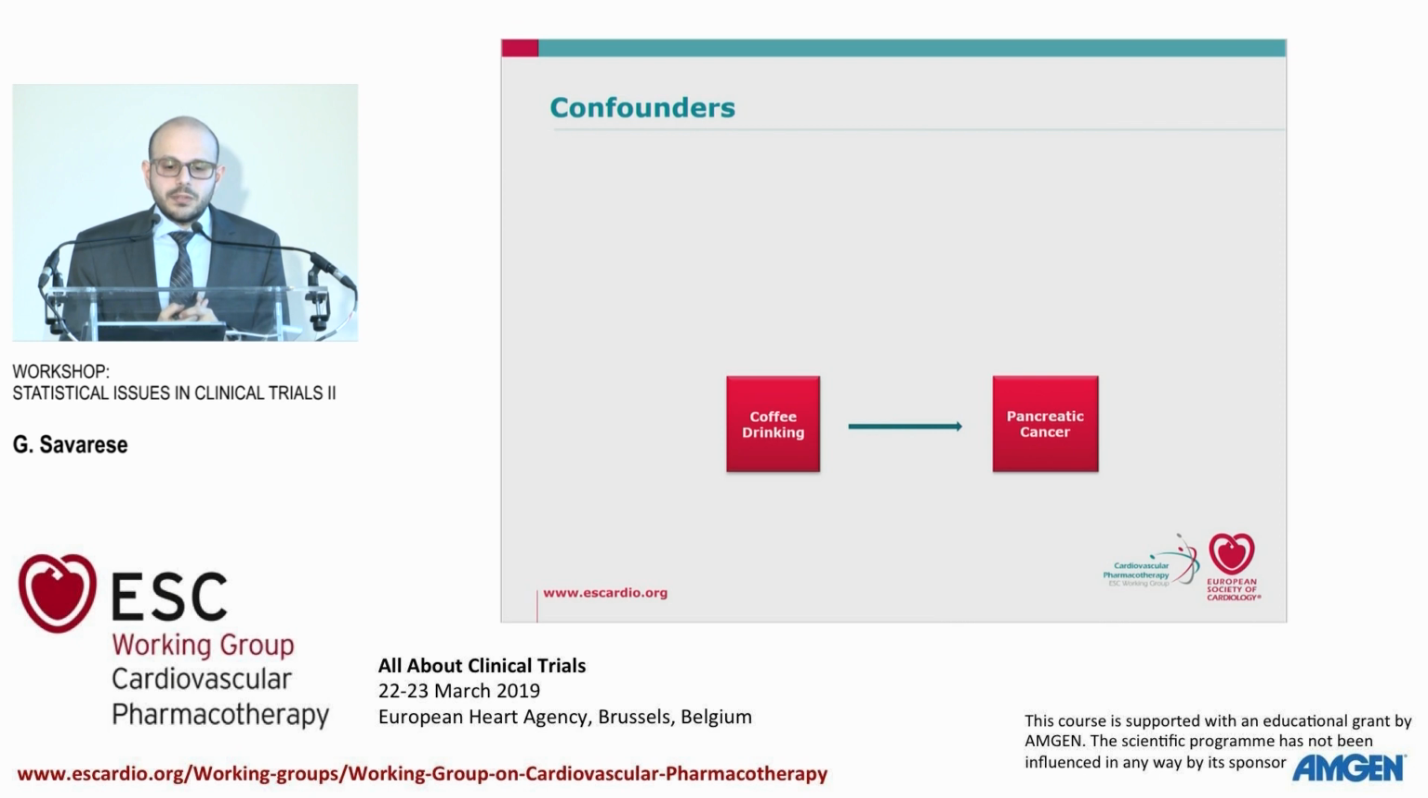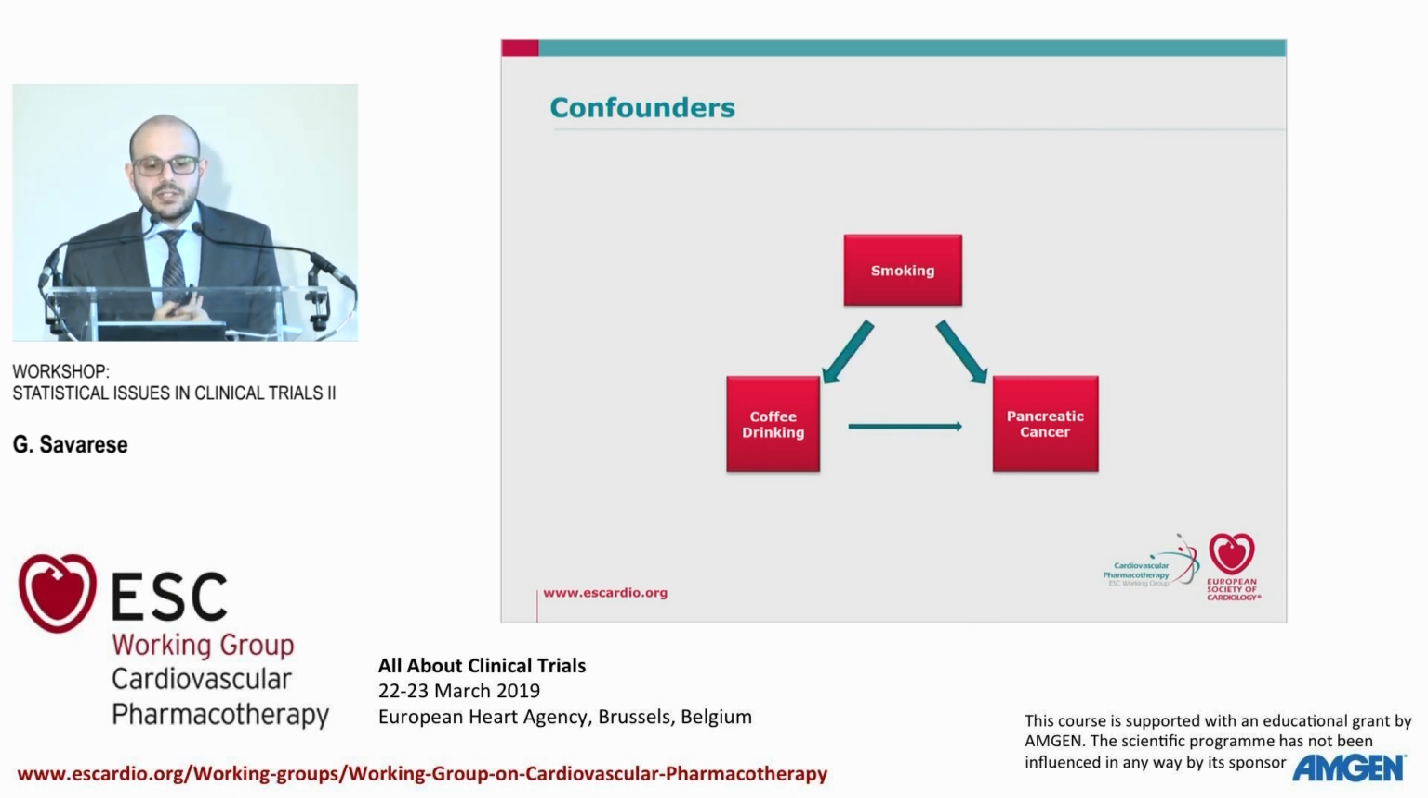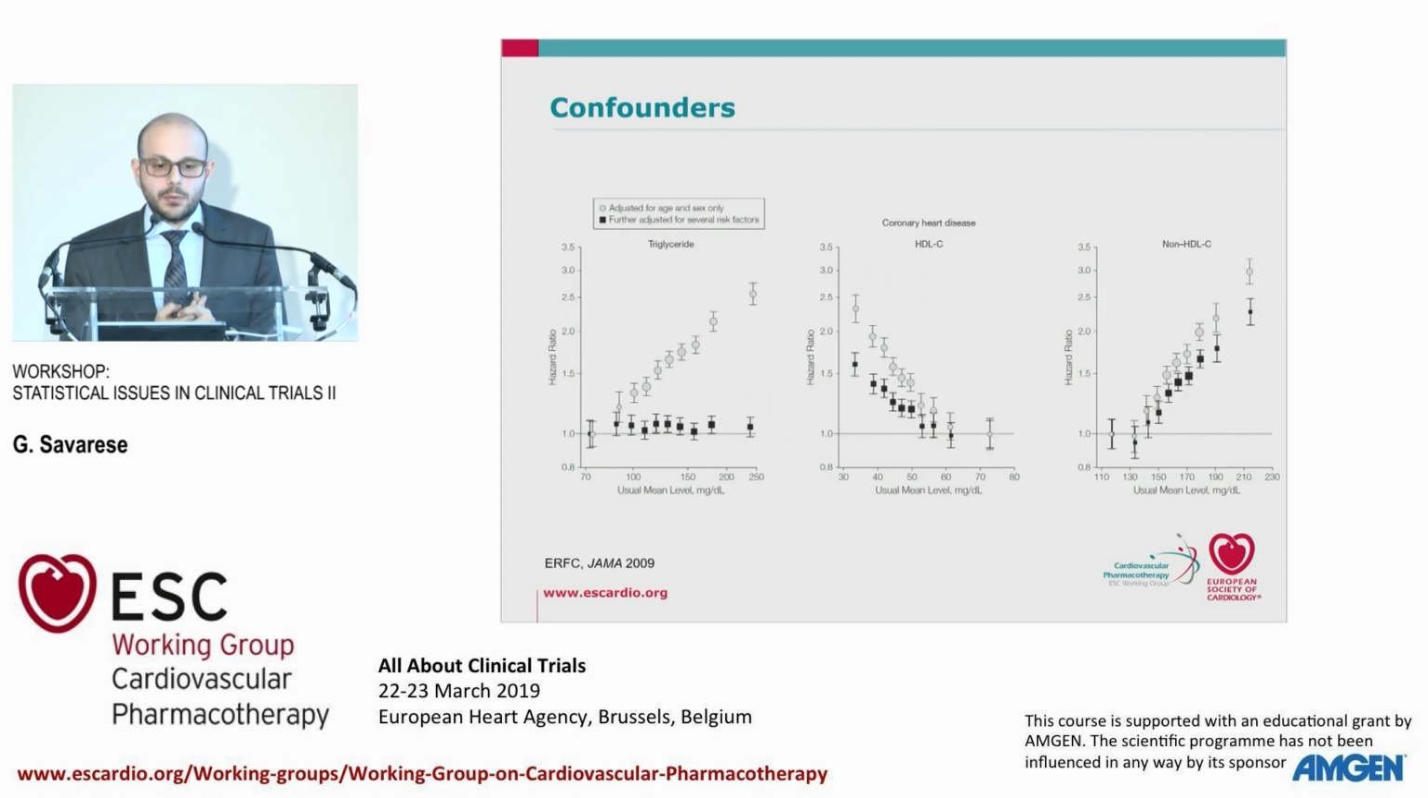For example, if we consider coffee drinking, we may see an association between using coffee and the occurrence of pancreatic cancer. But patients who drink coffee are more likely to be smokers, and smoking is a risk factor for pancreatic cancer. So this is the typical confounder, associated both with the exposure and the outcome, and it drives the association between the potential risk factor and the outcome.